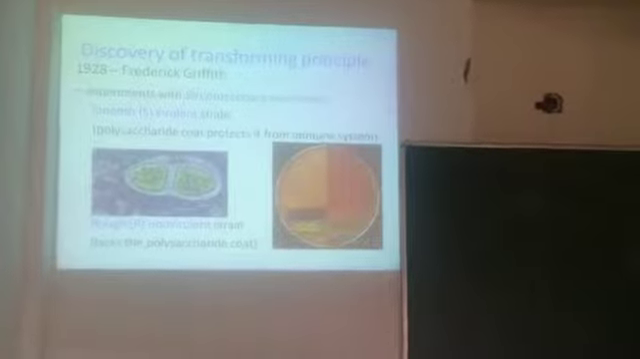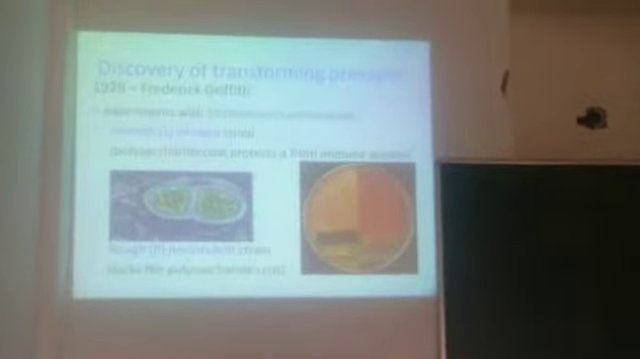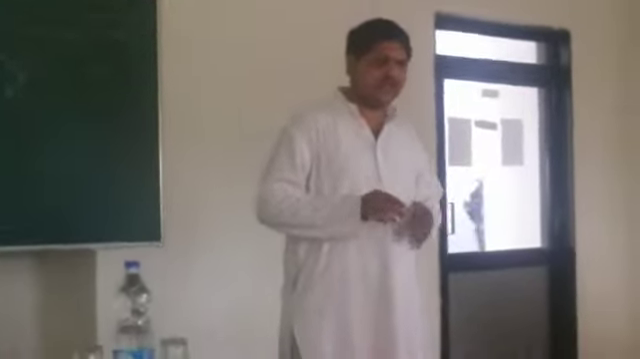Now, way back in 1928, Griffith was experimenting on mice and working with a bacterium that causes pneumonia. When he was working on that, he isolated different strains, but among them there are two strains which are noteworthy. One strain is called R strain and the second one is called S strain. Very good. Now, what is the primary difference between R strain and S strain? R stands for rough and S stands for smooth.